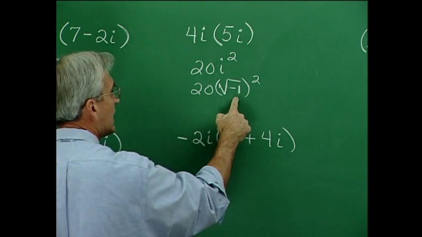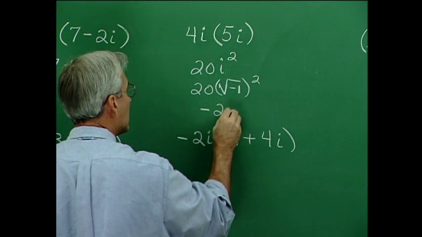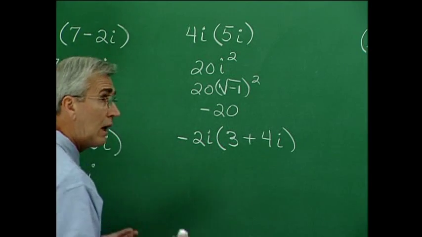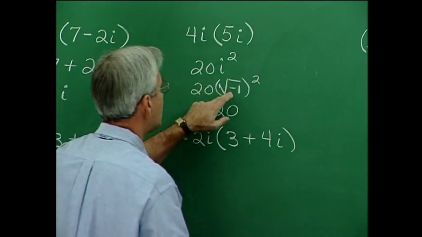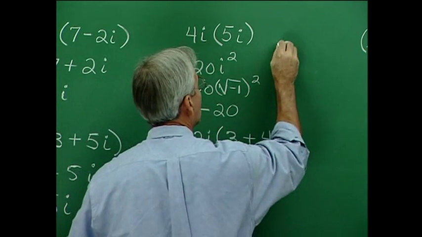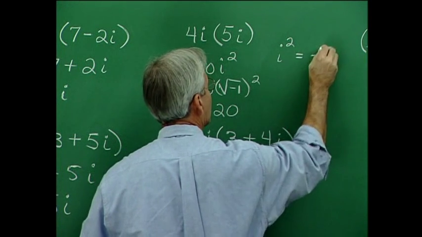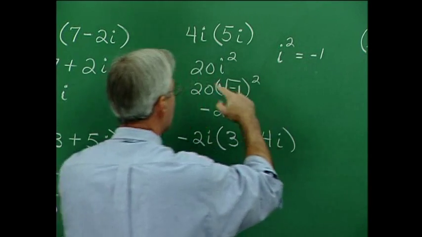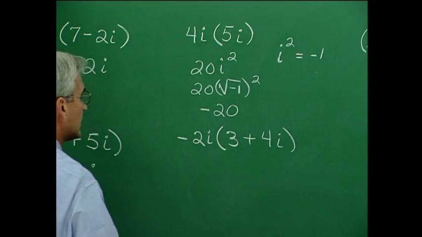So this is 20 times negative 1, or negative 20. Now, it's a rather important thing to realize that i squared is negative 1. I squared is negative 1. And it shows up in a lot of problems involving the multiplication of complex numbers.